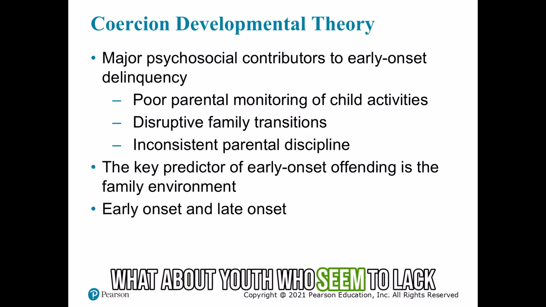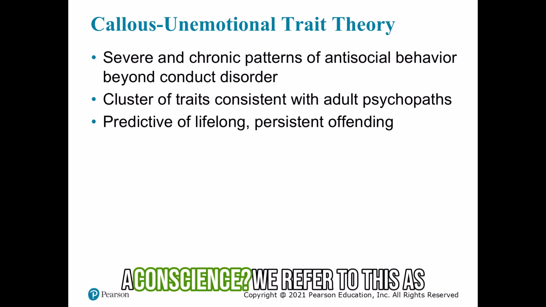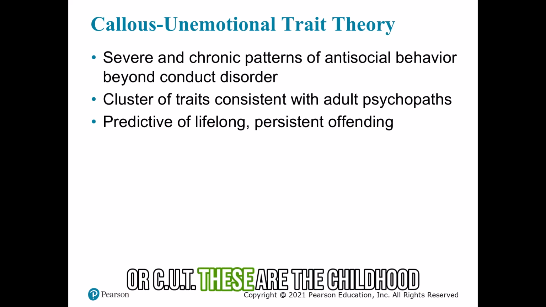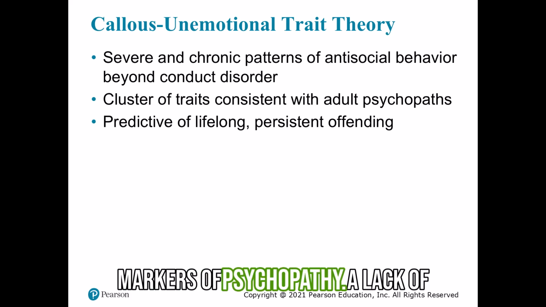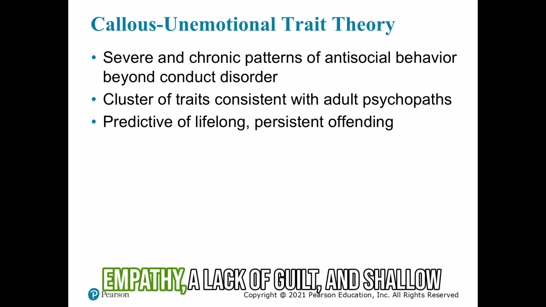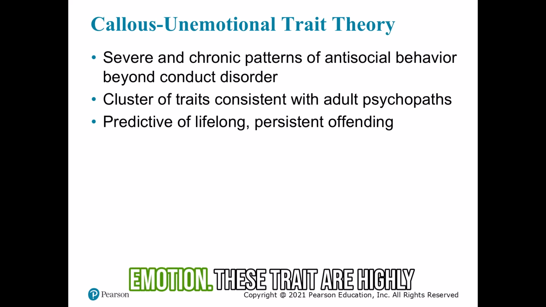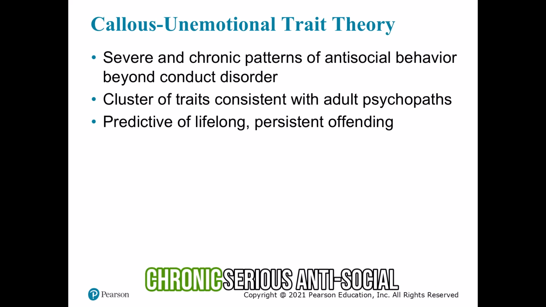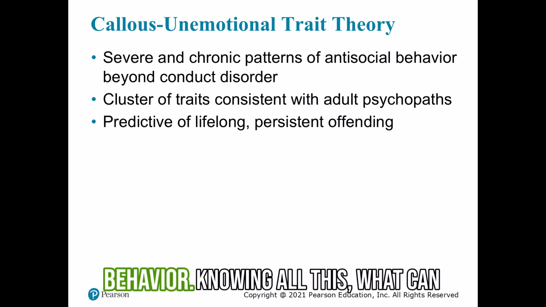What about youth who seem to lack a conscience? We refer to this as having callous unemotional traits, or CU traits. These are the childhood markers of psychopathy: a lack of empathy, a lack of guilt, and shallow emotions. These traits are highly heritable and are strongly linked to chronic, serious antisocial behavior.